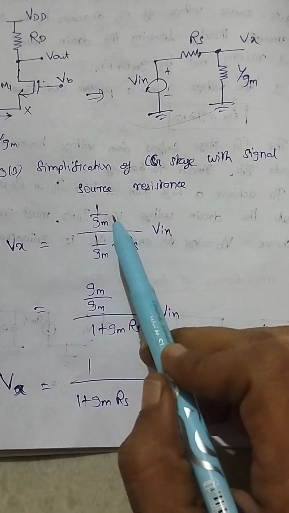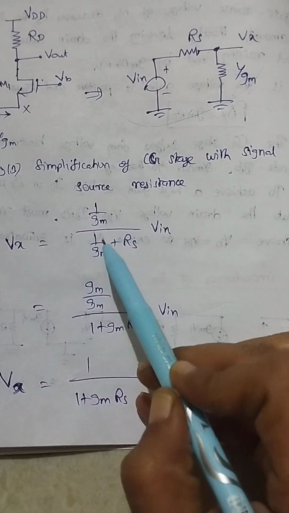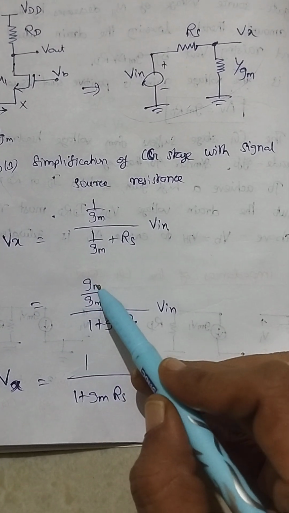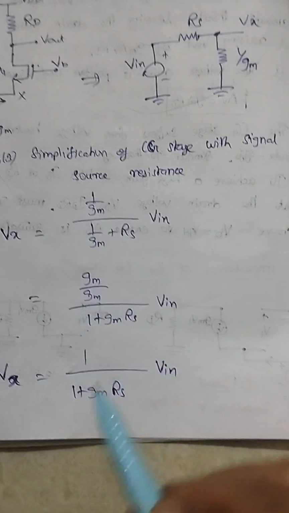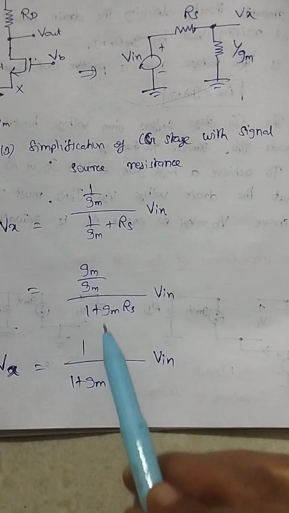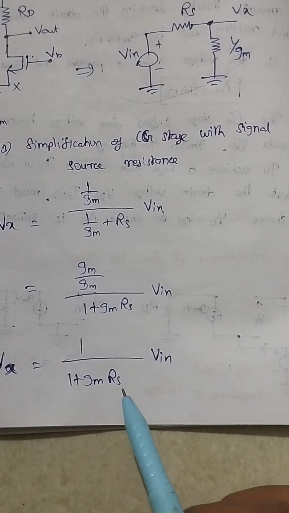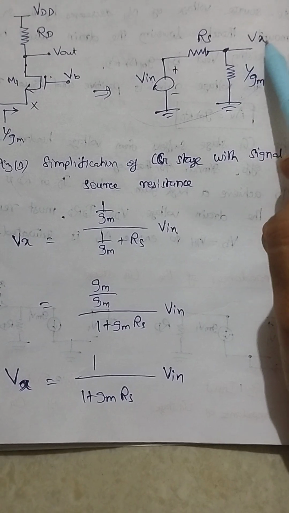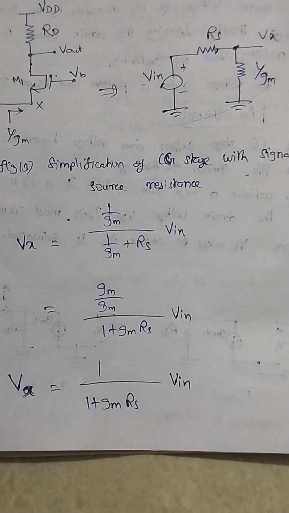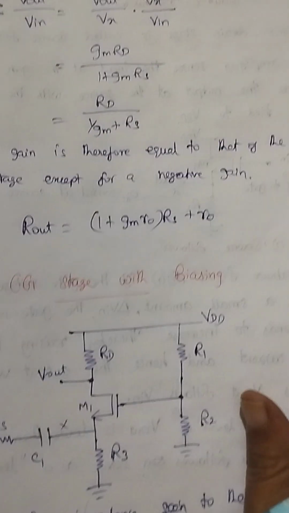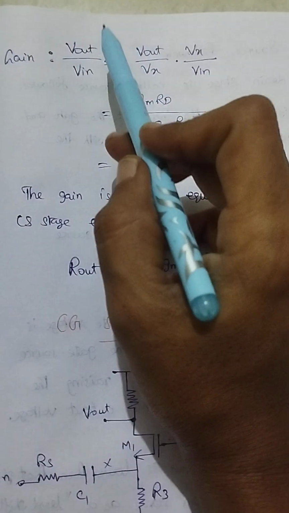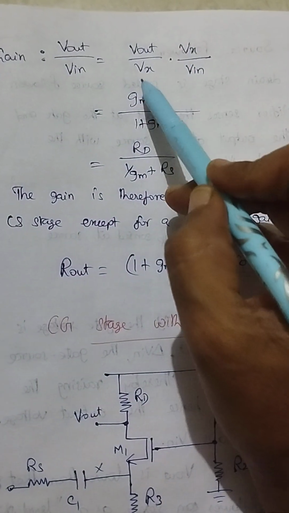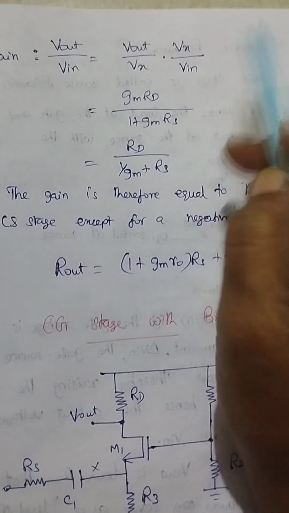And next here we are taking Gm outside, so we get 1 plus Gm Rs; that Gm I am taking into the numerator side, so these two will become 1. So finally you are getting Vx equal to 1 by 1 plus Gm Rs, into Vin. This is my Vx voltage at this point. Next we are going to calculate our gain. We already know gain is equal to Vout by Vin. Here I am including Vx voltage, so Vout by Vx into Vx by Vin.